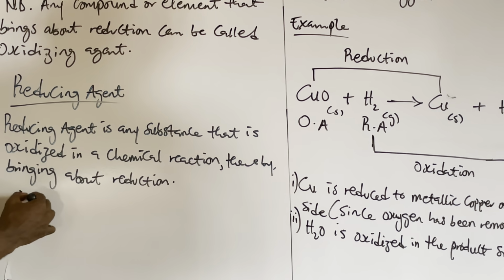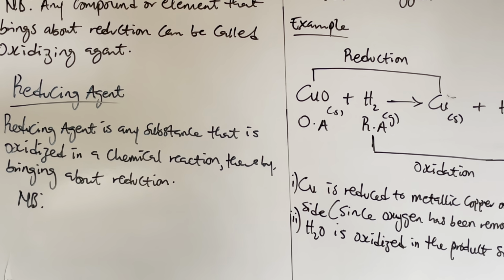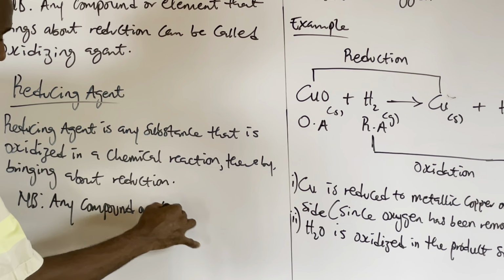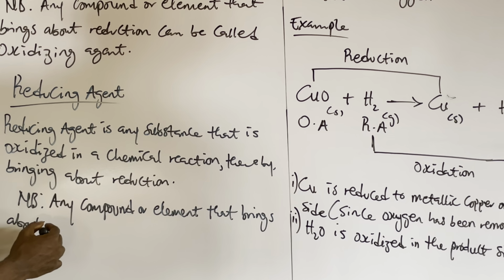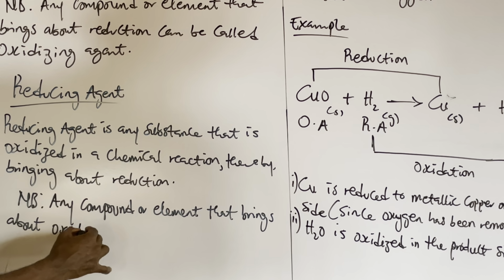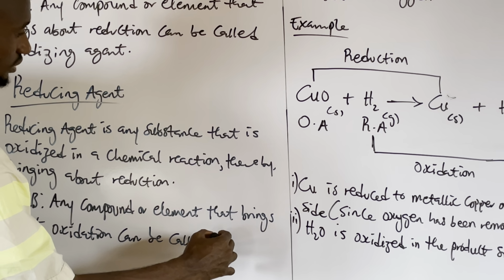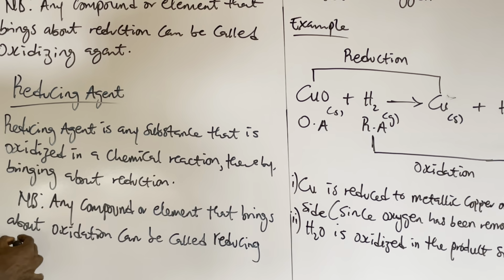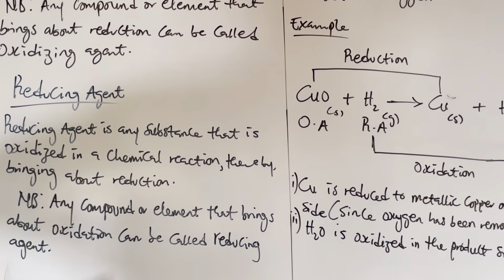So here we can say, note, based on what we saw here, any compound or element that brings about oxidation can be called what? Reducing agent. Did you understand that? I'm going to give you another example to this.